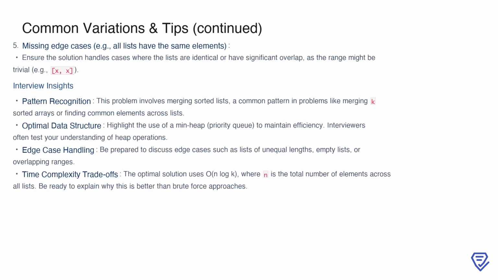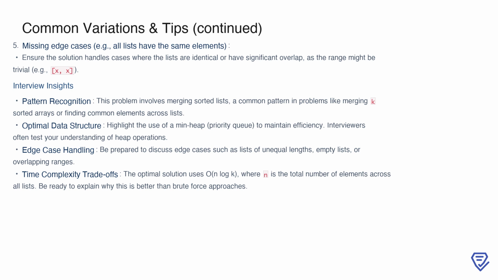Now, let's explore additional pitfalls and key insights for interviews. One major oversight is missing edge cases, such as when all lists have the same elements or significant overlap. For example, if every list contains the value x, the range becomes trivial, like x, x. Handling these cases gracefully is essential.